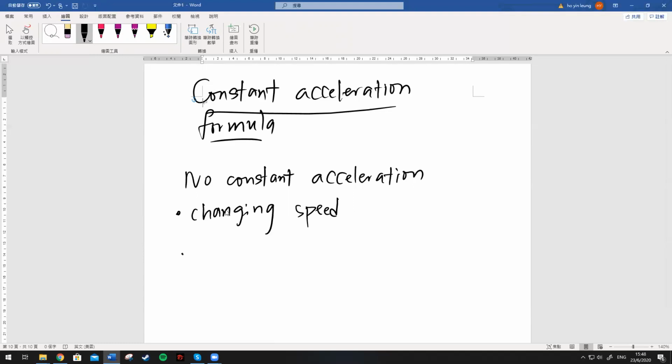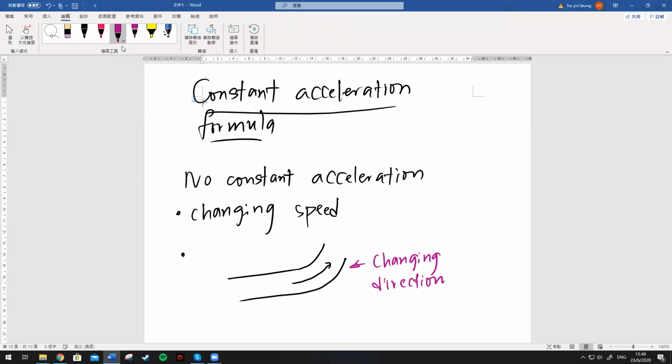So what kind of situation will we have? For example, your object is going through, you have this road, and it looks like this, and then your car is going like this. Now in this case, your car is changing direction, so it doesn't have a constant acceleration as well. Is it okay for you? So remember, if you have these situations, then you can't apply this constant acceleration formula.